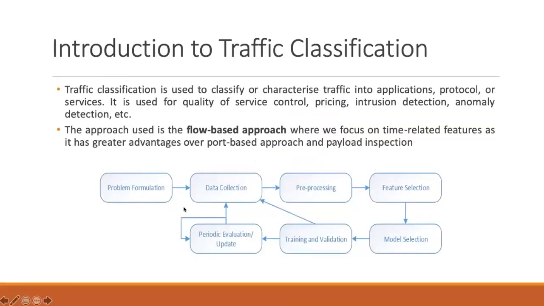This diagram here shows the usual workflow of traffic classification process. It is used to classify or characterize traffic into applications, protocols, services, and it is used for quality of service control, intrusion detection, and anomaly detection. In this research, we focus on time-related features.